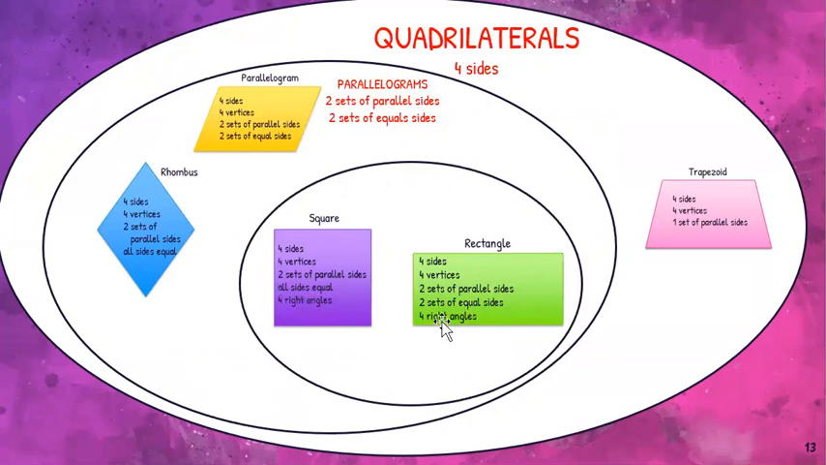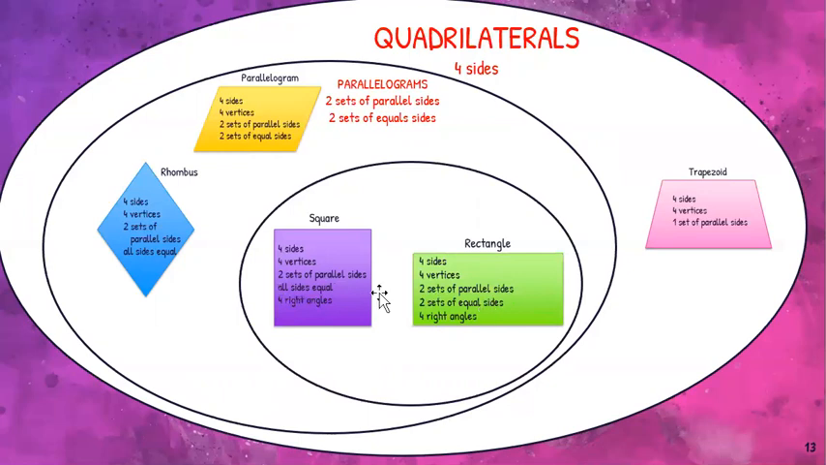Can I call it the square group? Could I call it rectangles and squares? Well, let's see. To be a square, these are the attributes you have to have. Let's see if a rectangle has all of these. You have to have 4 sides and 4 vertices. A rectangle has that. You have to have 2 sets of parallel sides. A rectangle has that. You have to have all sides equal. The rectangle does not have that.